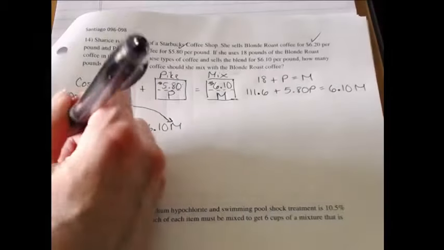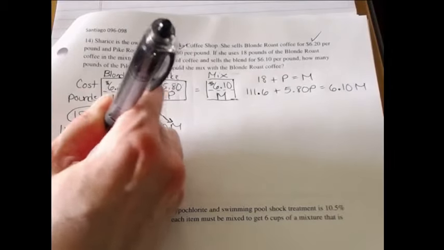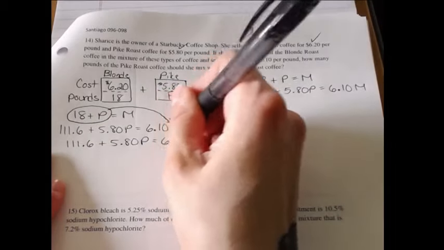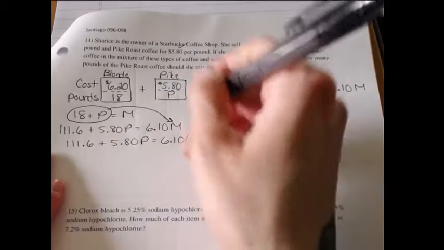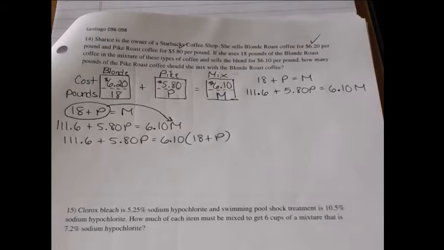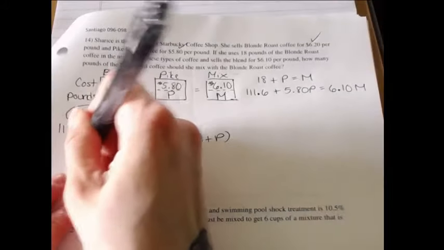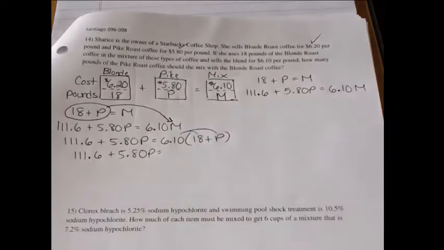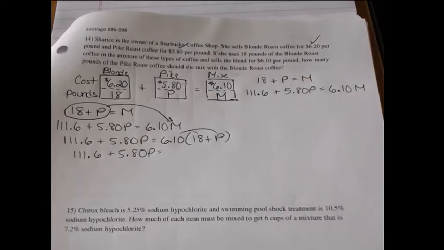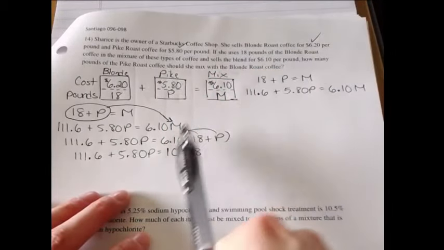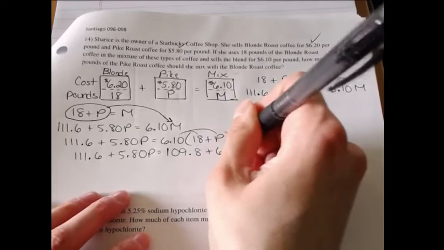So I now have 111.6 plus 5.80p is equal to 6.10 parentheses. Remember, M is being replaced by 18 plus P, and we made our substitution. So all we have to do now is distribute and solve. Let's go through the motions. We're going to distribute that 6.10. So 6.10 times 18 is 109.8. And then 6.10 times P is 6.10p.